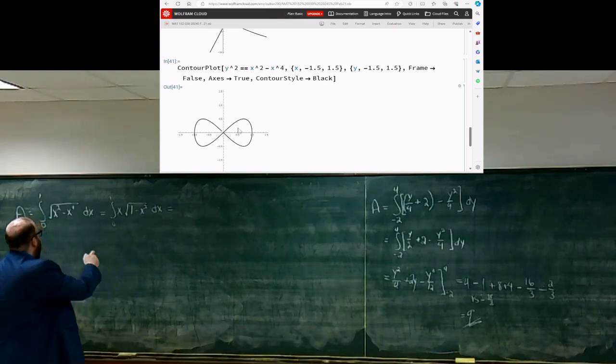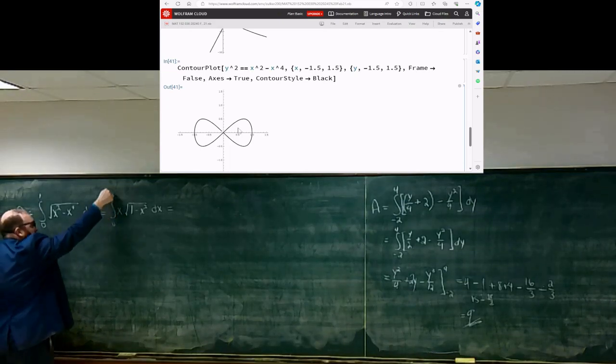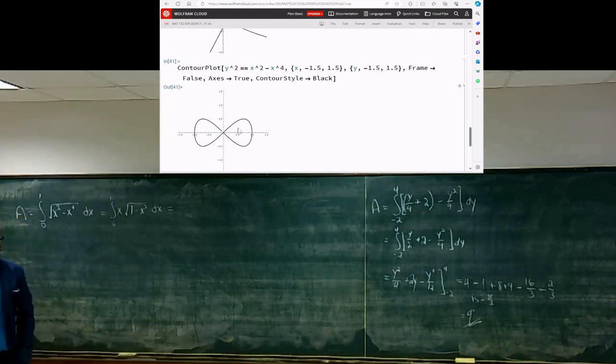Because remember, I'm factoring x squared out from under the radical. The square root of x squared, because I'm on 0 to 1, is just positive x. Okay. If I was on negative 1 to 0, it'd be negative x. Okay.